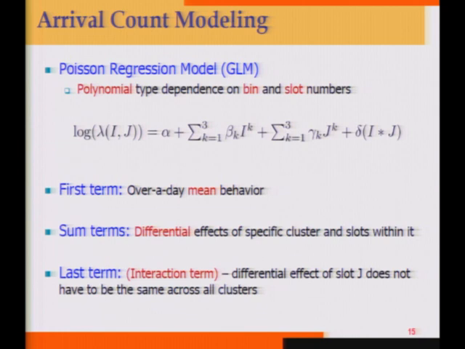And the last term, delta times i star j, where I'm multiplying the bin number times the slot number, tells you that it's a differential effect of slot j with respect to the particular bin. What it's saying physically is that the arrival count occurring on slot 10 and bin 5 does not have to be the same as for slot 10 in bin 3. So we multiply their slot and bin numbers to get that effect.